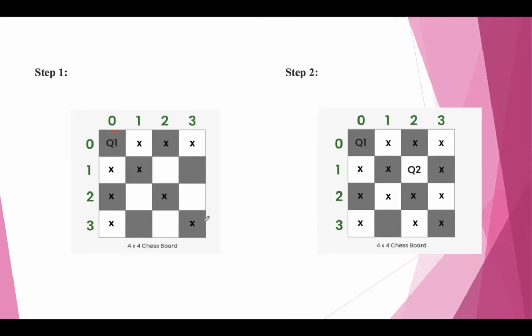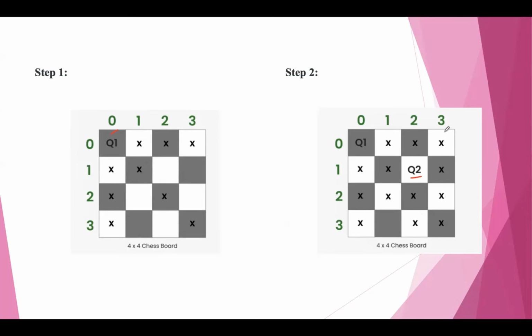After this, in step 2, you need to put queen 2. So you need to place it in a safe cell. What are the safe cells here? This is safe, right? In the leftover cells, you can place q2 anywhere. Say suppose we place q2 here. Now again you need to keep all these x to indicate unsafe places. So for Q2, again place X in the complete column, complete row, and in diagonal positions.